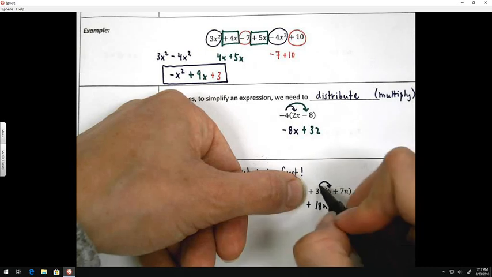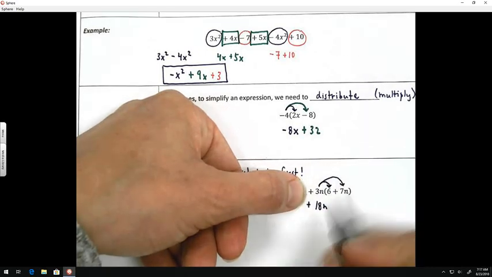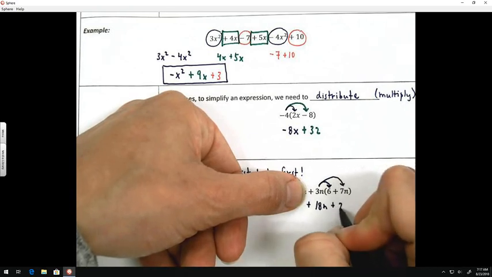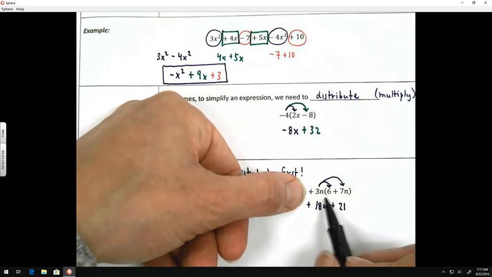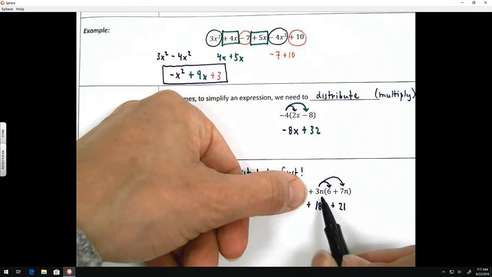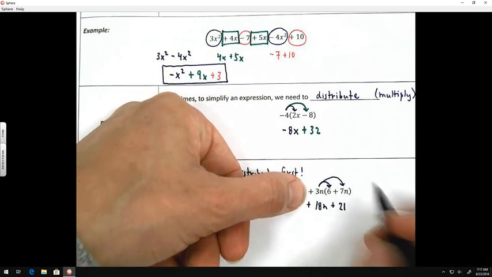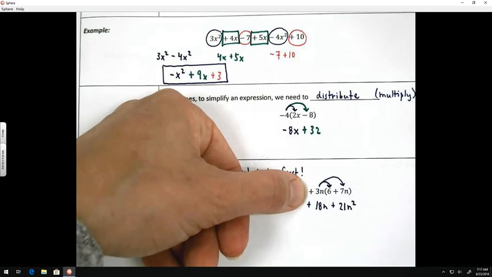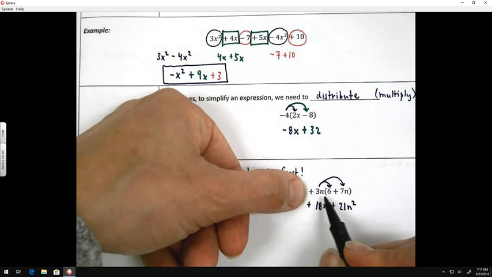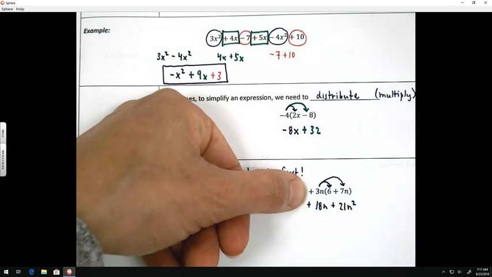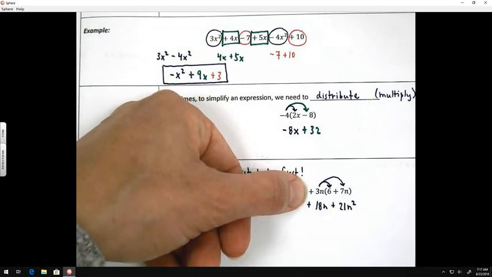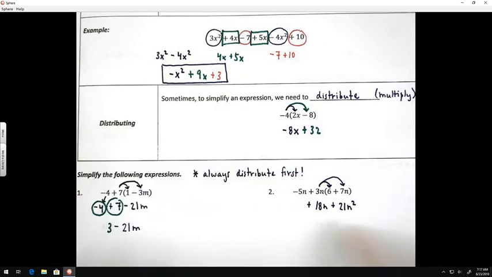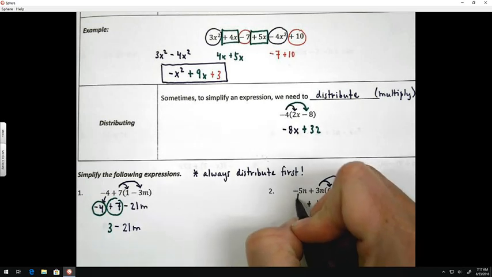Now with my second term, I have to be a little bit careful. I do need to multiply the coefficients. 3 times 7 gives me a positive 21. But here I also have to multiply the 2 variables together. When I have an n times an n, that's going to give me an n squared. And again, that n squared happened because I had n times n when I was multiplying those 2 terms. Now that I've removed my parentheses, I can bring down my negative 5n.